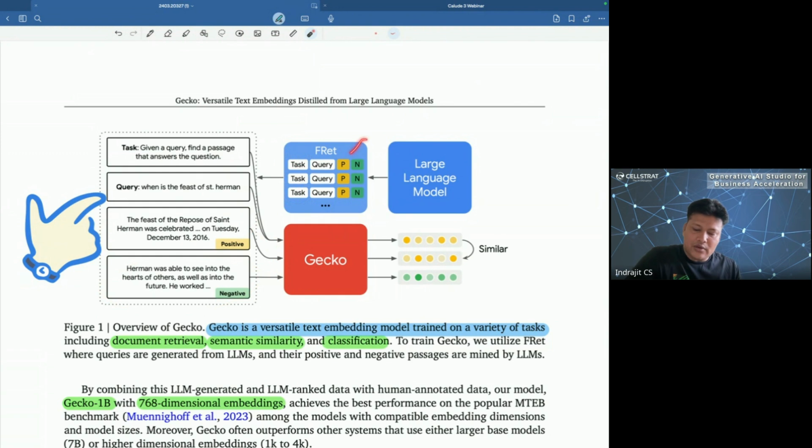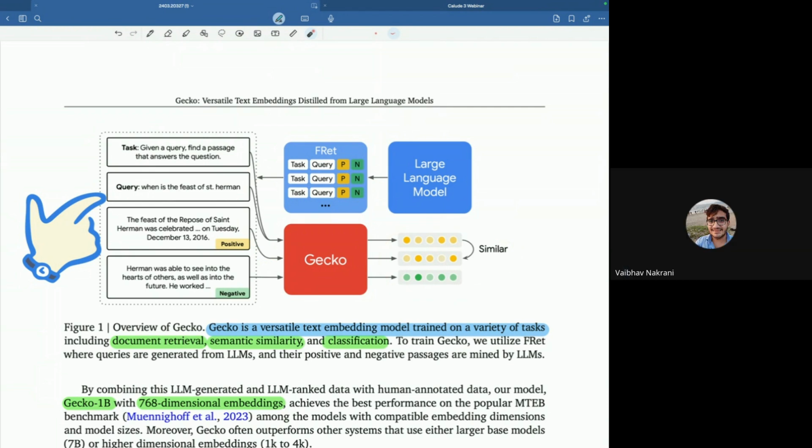And we get this using the FRET method. FRET is the technique of retrieving documents from the LLM. So they are using an LLM for getting this task-specific data. That's what they are feeding into the Gecko model to create an embedding model. Make sense?